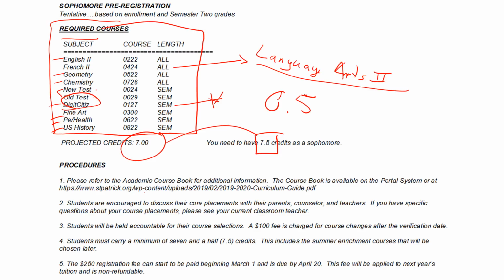Again, here's the piece that describes where the curriculum guide is. If you have any questions on there, please talk to your parents, your counselors, and your teachers for any help. Notice that we do say that you're held accountable for your course selections because we will be making our teacher assignments based upon what students pick at this time. And so it's important that you pick the class that you really want to take as a sophomore. And you must carry a minimum of 7.5 credits for sophomore year. And your $250 registration fee will be due, and that'll be through your FACTS statement that'll be coming shortly.